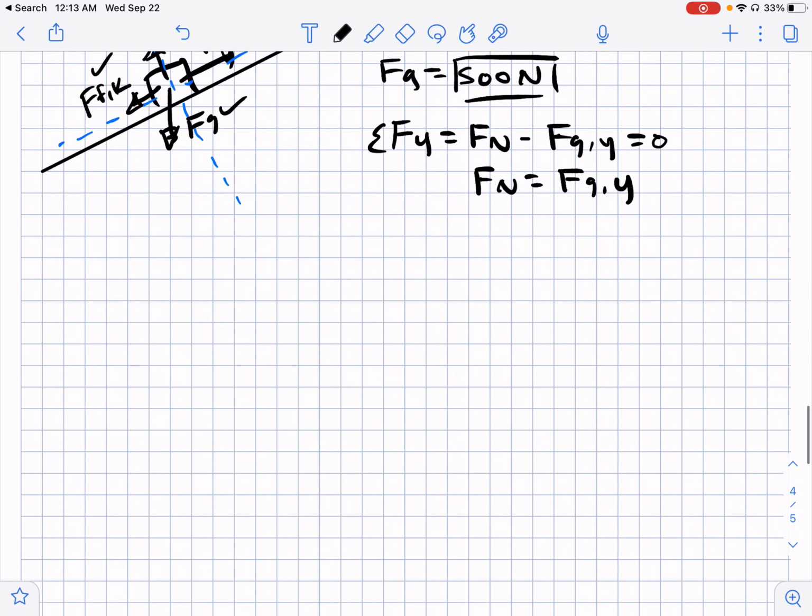So let's make our triangle over here. So we have Fg going here. We have Fgy here and Fgx. And the angle is 37 degrees, right? Because our angle here is 37 degrees. So to find the y component, we're going to use our cosine function because it's adjacent with that 37-degree angle.